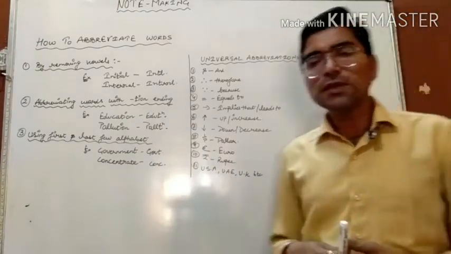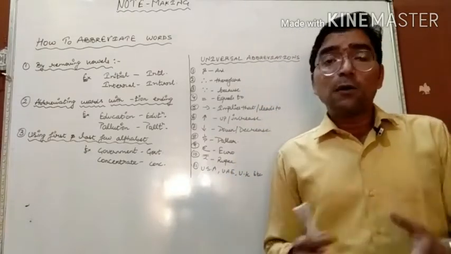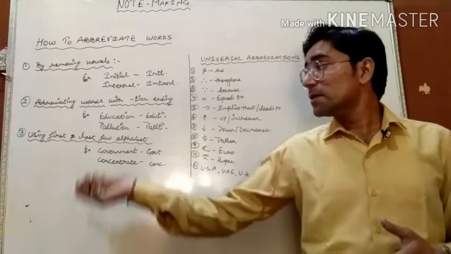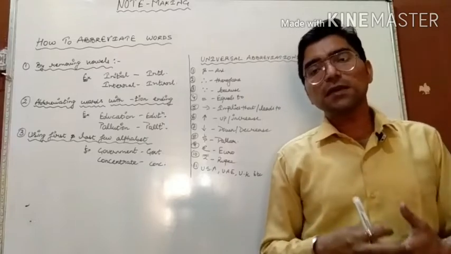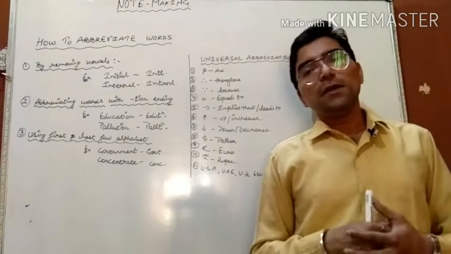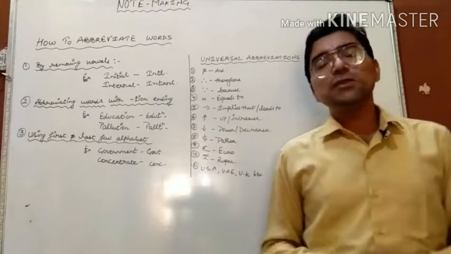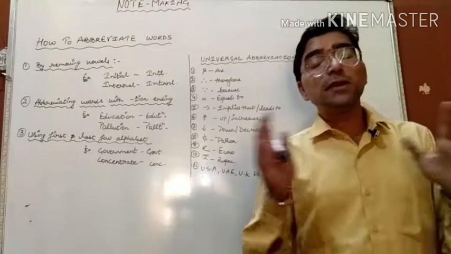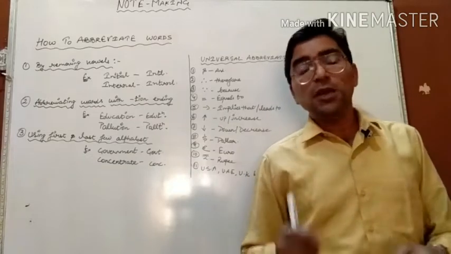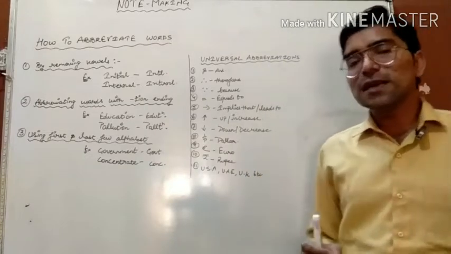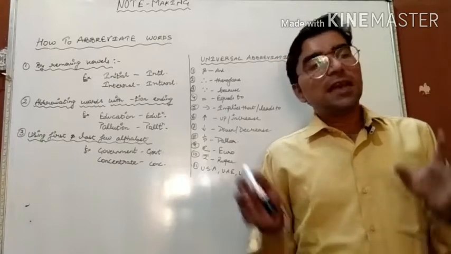So what you need to learn is how to abbreviate a word. There are three rules for that, and first of all we must start with how to find a word, how to figure out which word we need to abbreviate. For that, you need to read the whole passage first of all, and after skimming and reading the whole passage, you need to underline those lengthy words which are used in the passage.